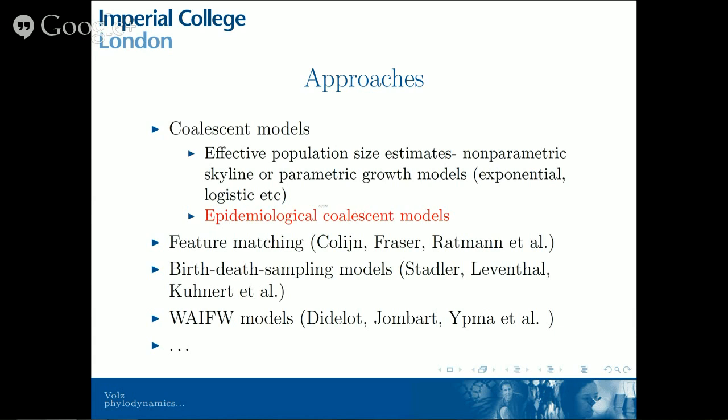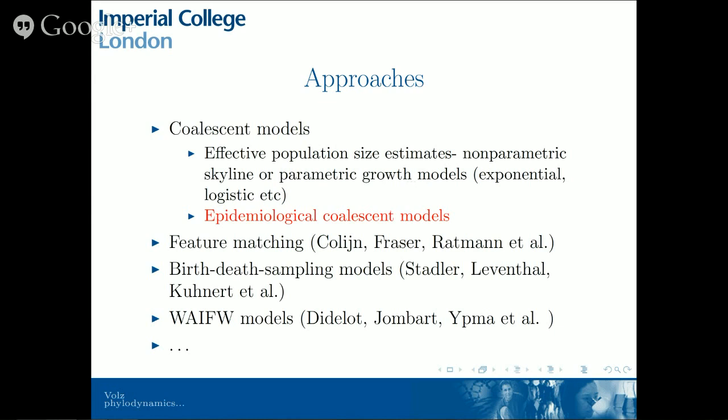So demographic inference with coalescent models has been done for a very long time. It's a very popular approach is to use, for example, the skyline estimator of effective population size. There are also a variety of parametric growth models like exponential and logistic that are often used.